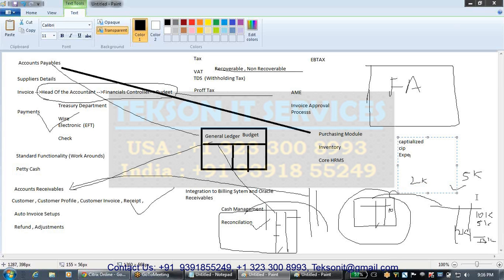And next, the concept is cost adjustment. What do you mean by cost adjustment and amortization? Can anyone explain to me?